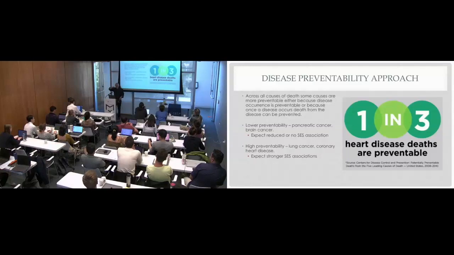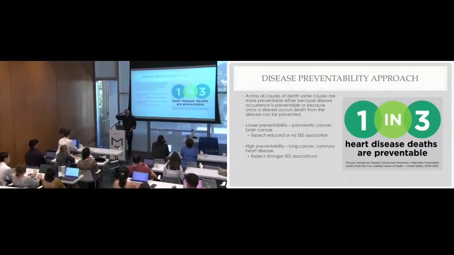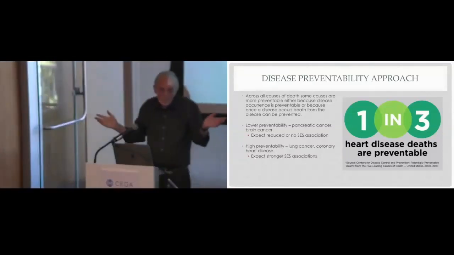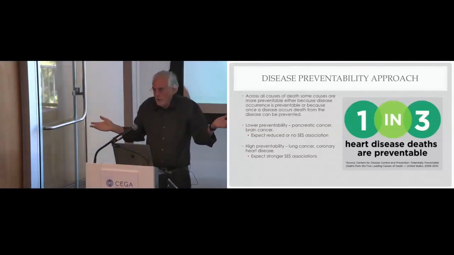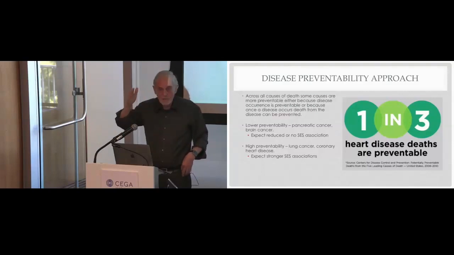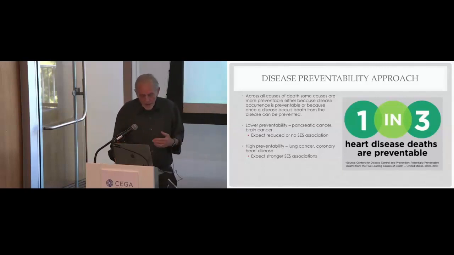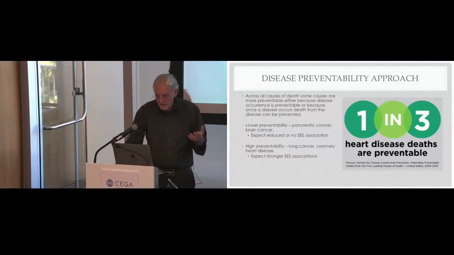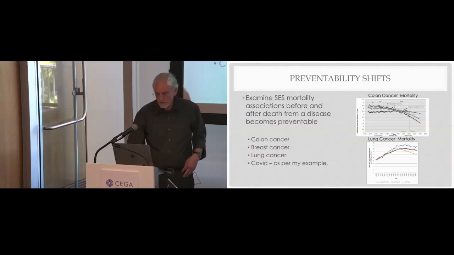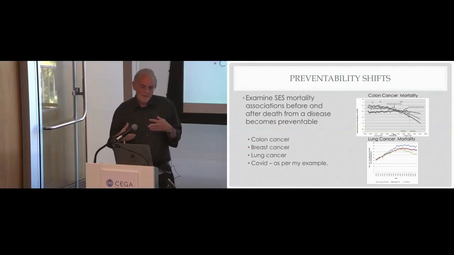So John Roberts, and me, and the guy who sells me coffee are in the same boat. We can't do anything to prevent this disease. And so we would expect the same probability of death from it. On the other hand, high preventability diseases like lung cancer, coronary heart disease, and so on, we expect a stronger SES association. And then we've done tests that are like that.